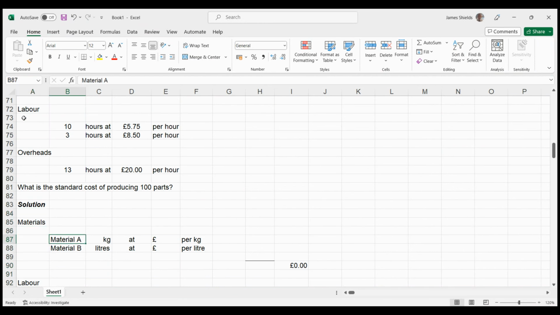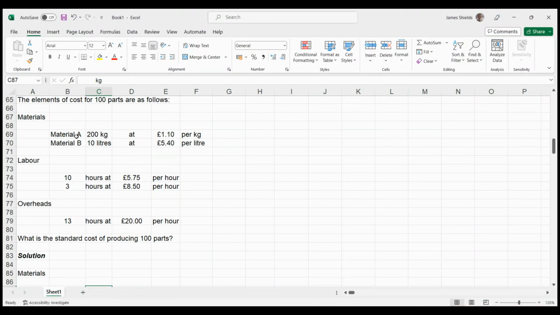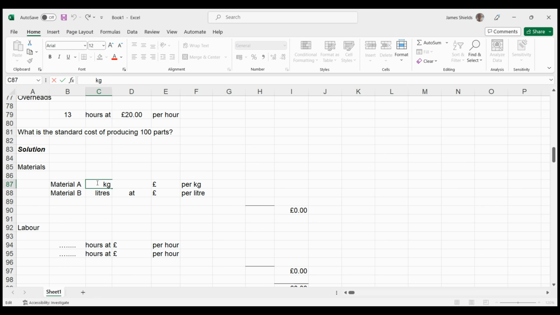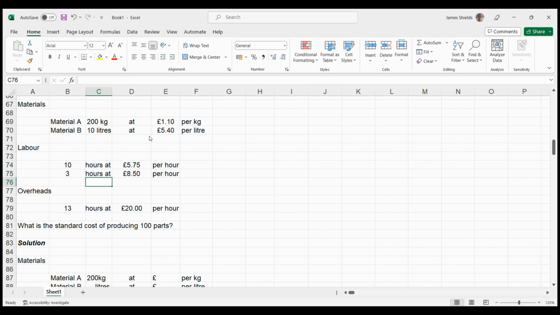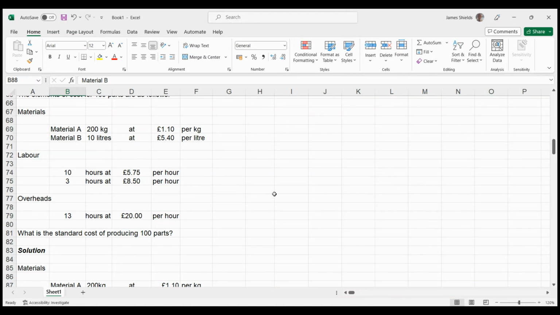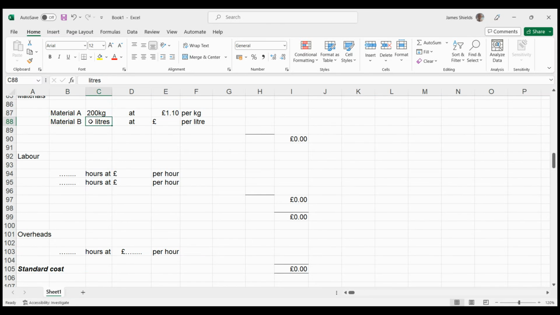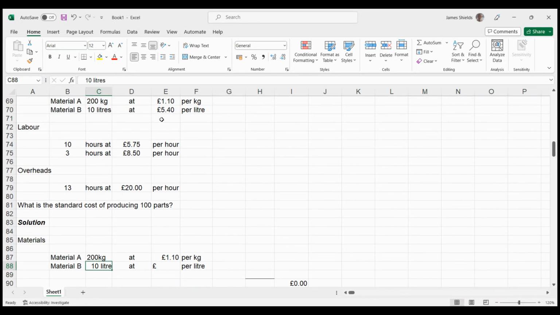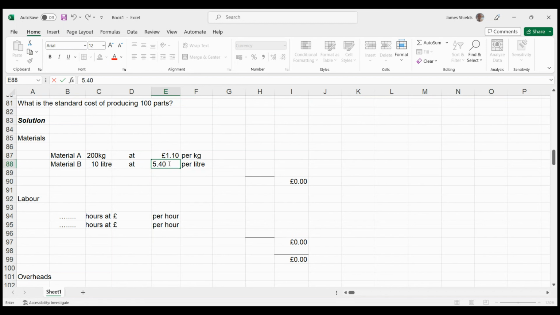So for materials then, material A, you go back to the information in the question, and we've got 200 kilograms. So in here we're going to have 200 kilograms. And we're told the price of those for material A is £1.10. So in here we've got £1.10. Now material B, go back to the question, we've got 10 litres. And we're told the price per litre is £5.40 per litre.